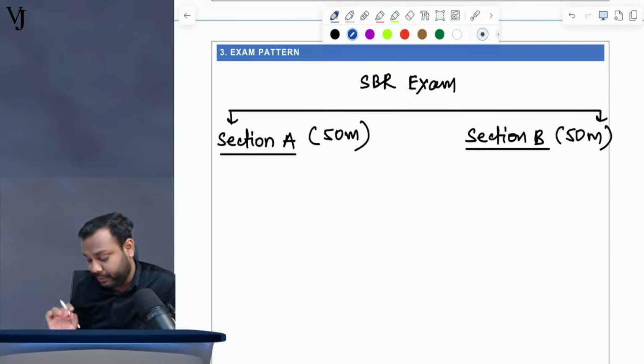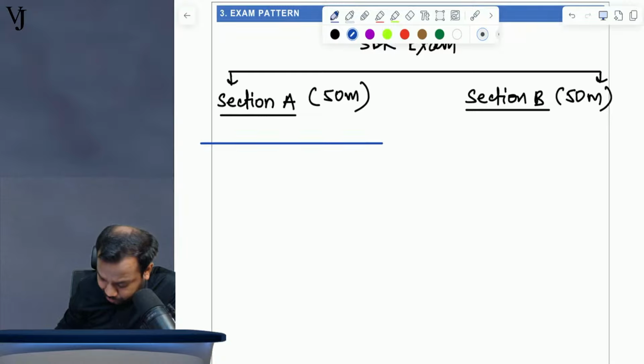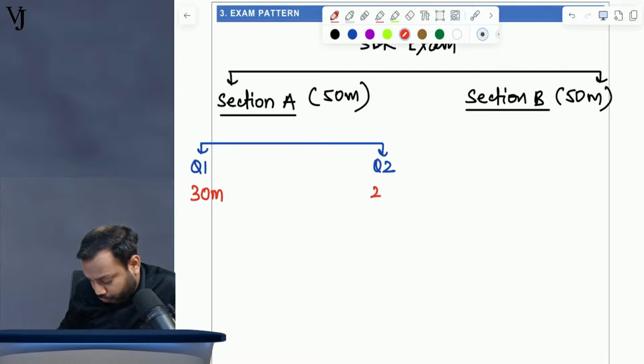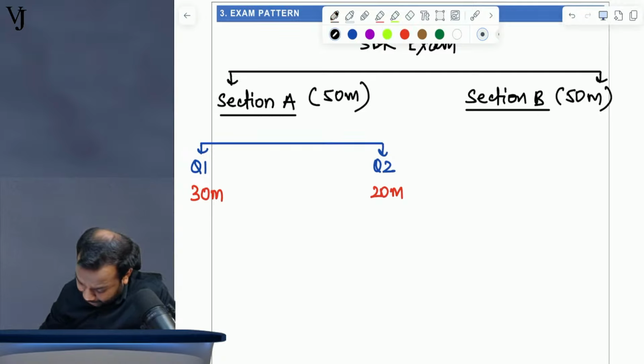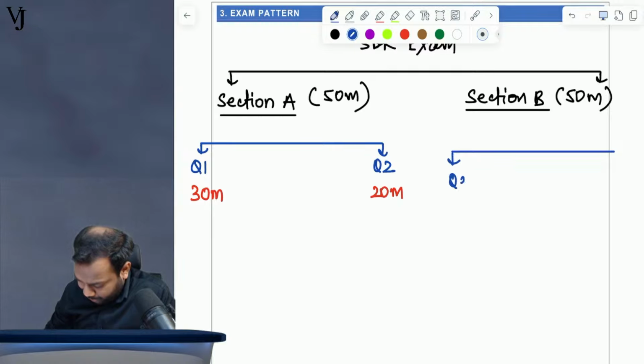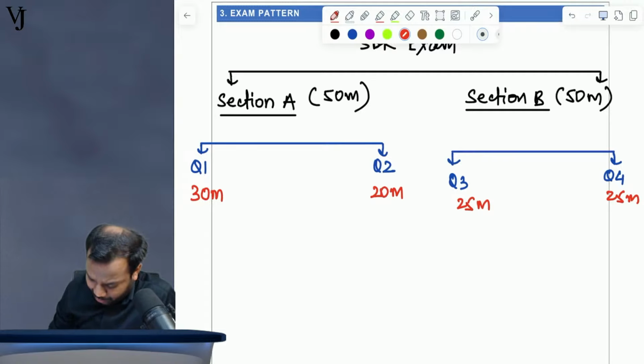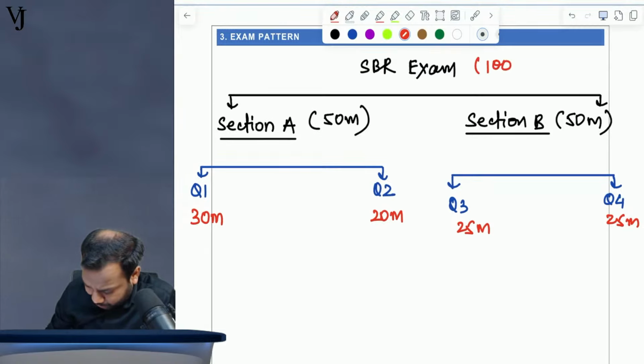Now understand the difference. In section A, you will be asked two questions. Question number 1 will be of 30 marks. Question number 2 will be of 20 marks. In section B, again, you will be asked two questions, question number 3 and question number 4, and each of these questions will be of 25 marks, totaling to 100 marks.